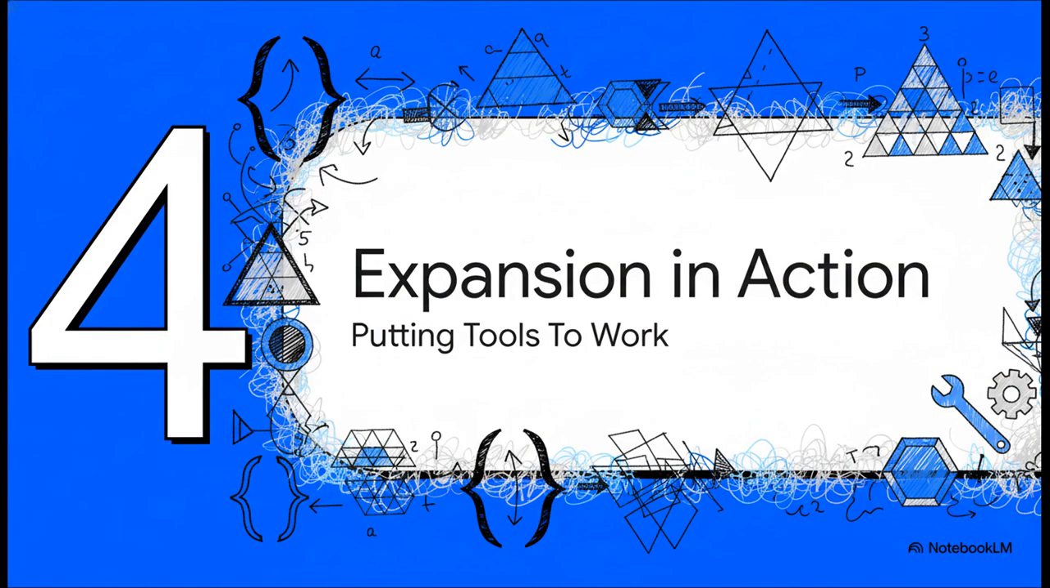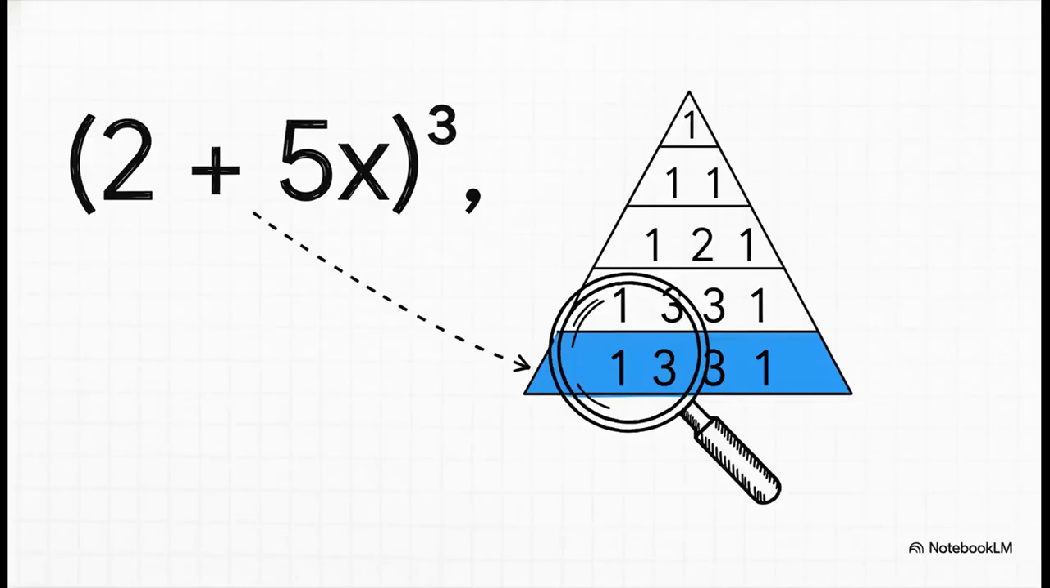All right, enough with the theory. The only way to really get a feel for this stuff is to see it work. So let's tackle a couple of problems, one with each of our new tools. Okay, for our first one, we're expanding 2 plus 5x to the third power. Now, since the power is small, it's just a 3, Pascal's triangle is the perfect choice. We just look at the right row and boom, our coefficients are waiting for us. 1, 3, 3, 1. Easy.